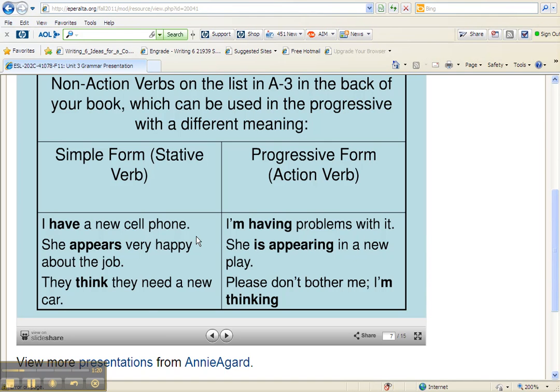It's an action verb that means she's acting or she's performing. When I say they think they need a new car, this is stative and it means an opinion. But when I say please don't bother me, I'm thinking, it's a different meaning of think, which is an action verb, which means I'm considering something or I'm meditating or I'm reflecting.